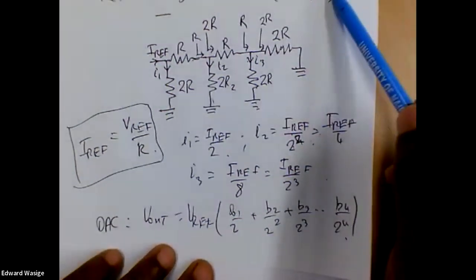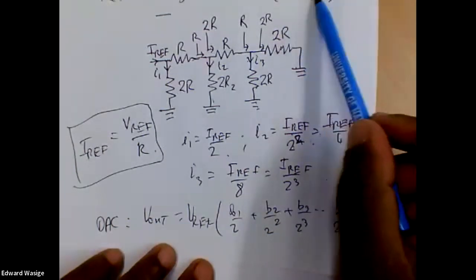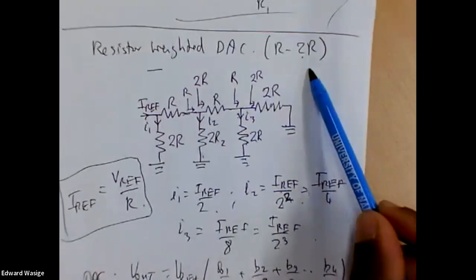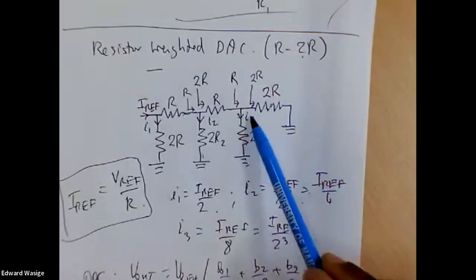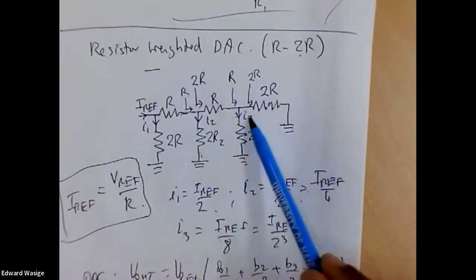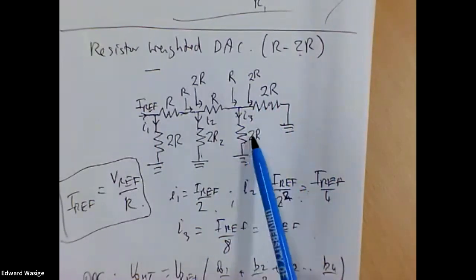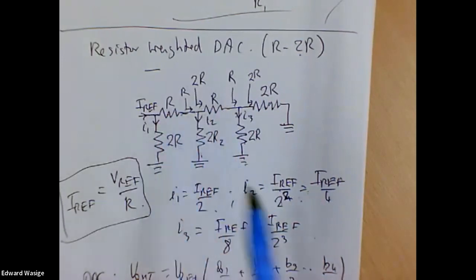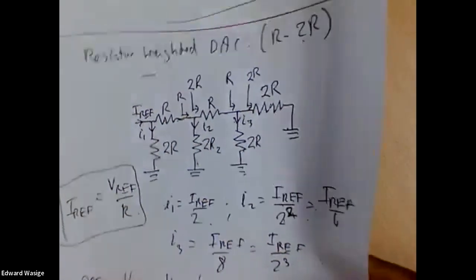This circuit is called the R to 2R weighted resistor DAC. That's what it's called because we have a ladder that comprises resistance 2R and resistance R and 2R. So we'll do it from just this circuit.